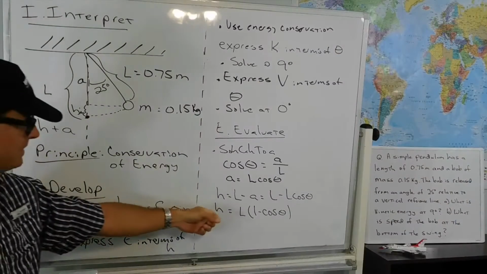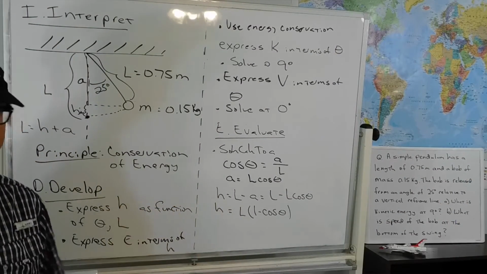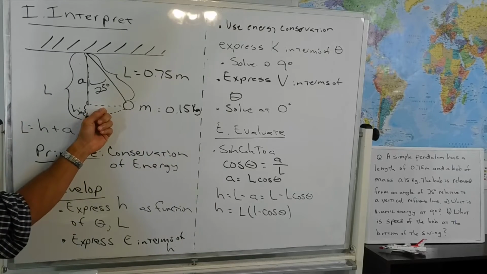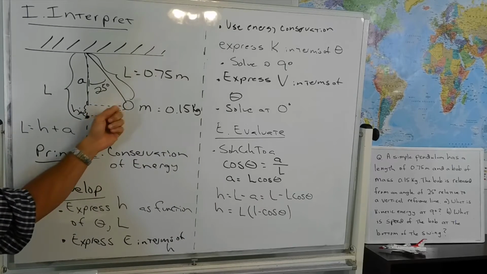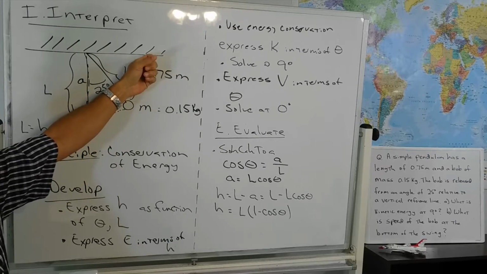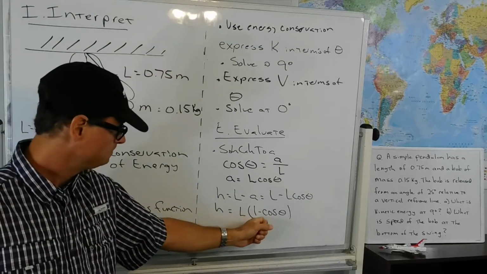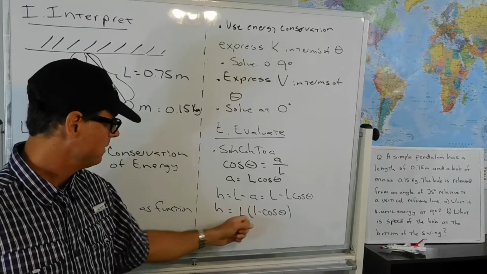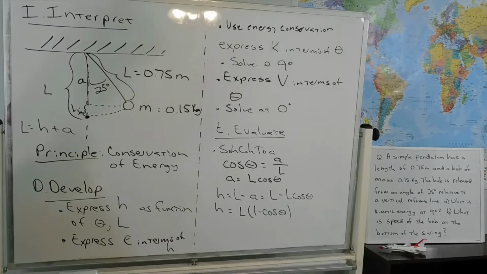So when the angle is 0, this simplifies to H being 0, which is intuitively obvious. Now let's also think about if theta is 90 degrees, H is the whole distance L, because the pendulum would be up here. So cosine of 90 degrees is 0. So H equals L in that special case. So the two extremes pass our sanity check.